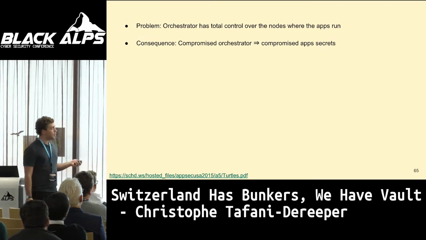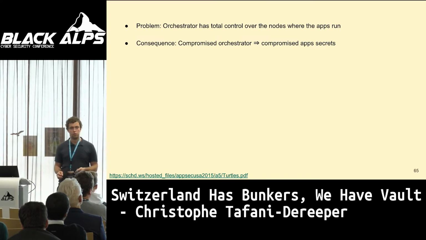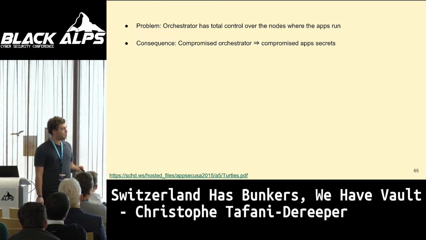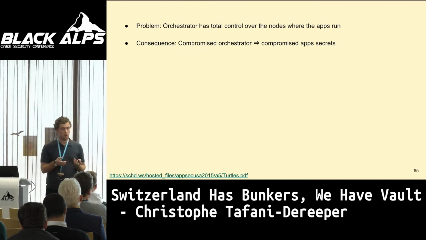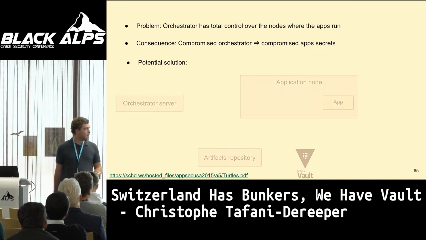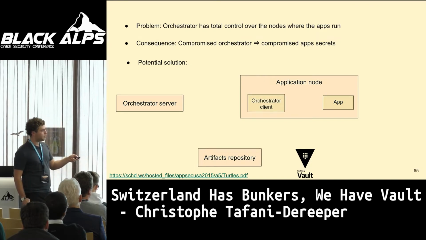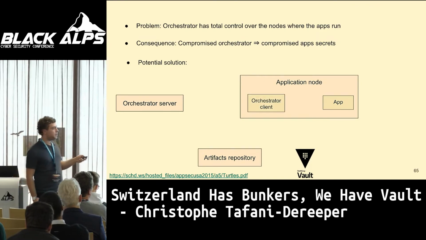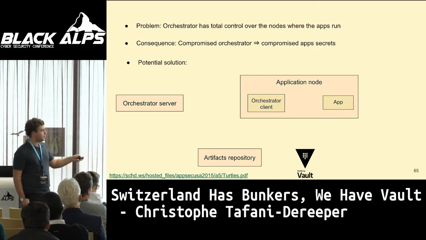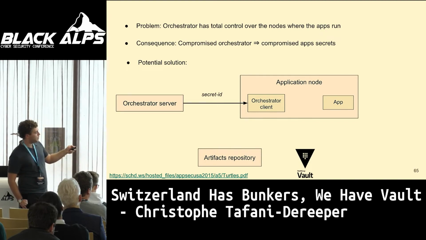And here, the problem in our previous model is that the orchestrator has total control over the application node where the application is running. So the answer is we need to have some interfaces between the orchestrator and the application node because we don't want the orchestrator to be able to deploy anything. So a potential solution is to have an additional component which we call the orchestrator client, and basically you have your orchestrator server like before, and you have your application node. On the node you have a client-side orchestrator.